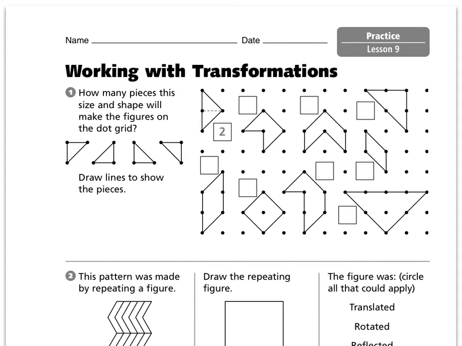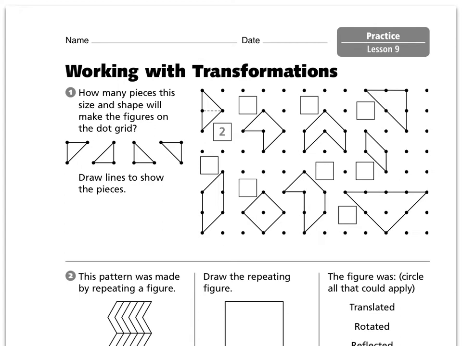Let's look at Chapter 4, Lesson 9, Practice, Working with Transformations. Number 1 says, how many pieces this size and shape will make the figures on the dot grid? So if you look, the shapes that we're working with are triangles, which we're used to, and it's just showing the triangle flipping around. Okay, so draw the lines to show the pieces.